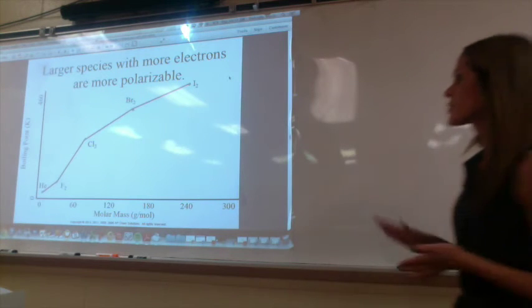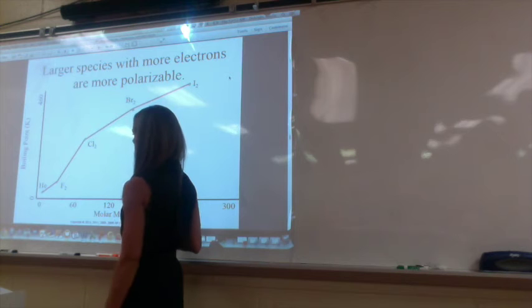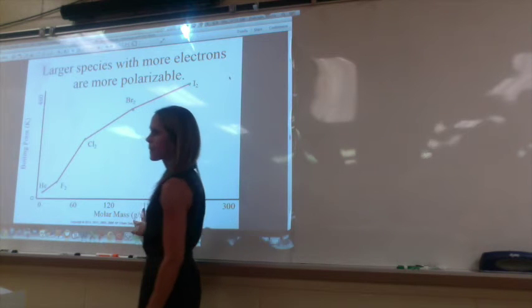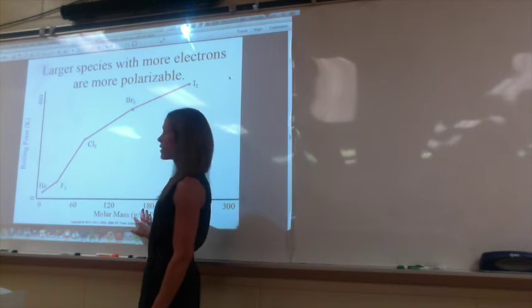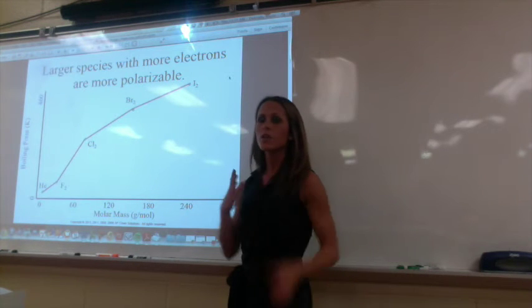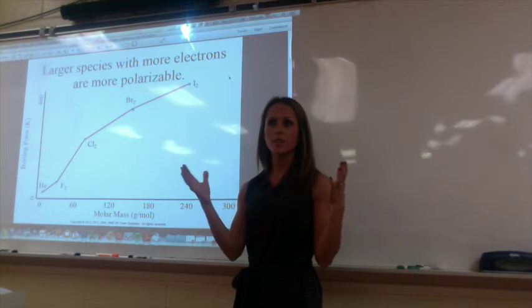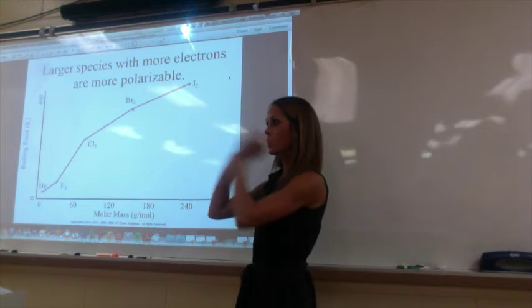Okay, so we left off with this graph yesterday about boiling point, and it does say molar mass, but really what we're looking at is what? The number of electrons that are in there. So larger species with more electrons are more polarizable. So you get that whooshing to one side and the other with so many more electrons attached into that molecule that push to one side.